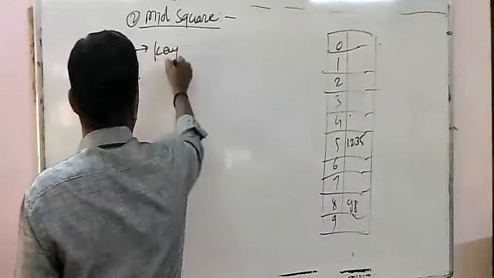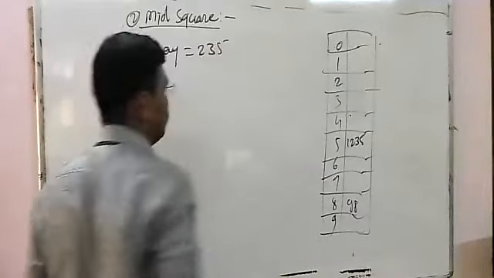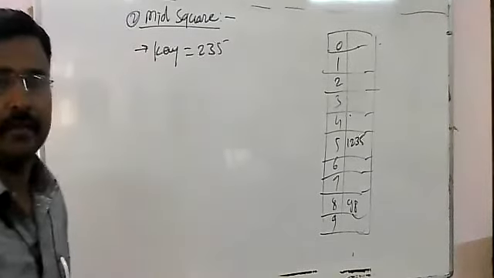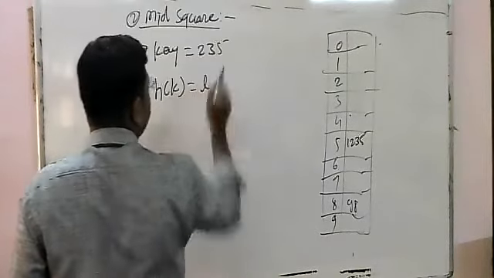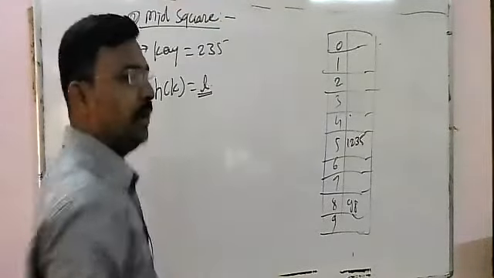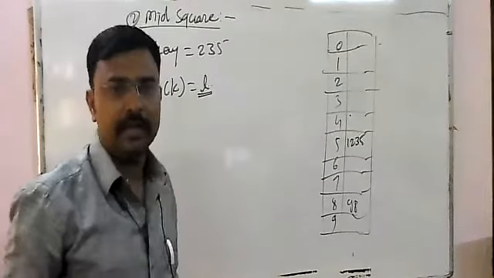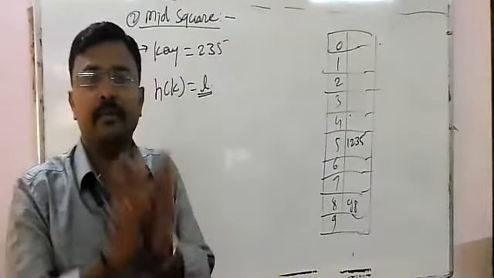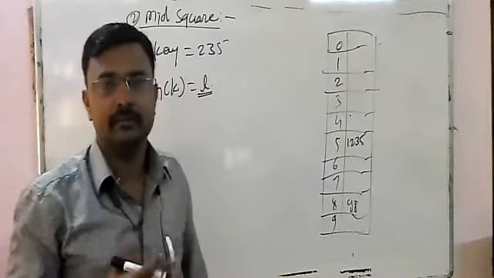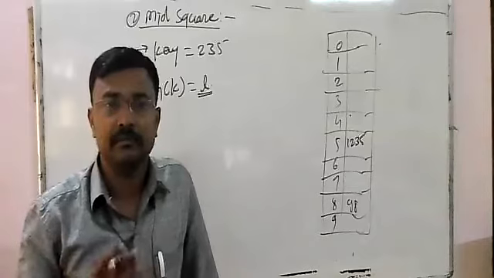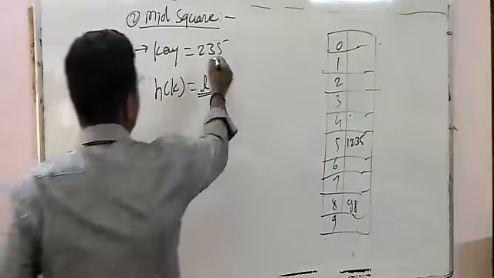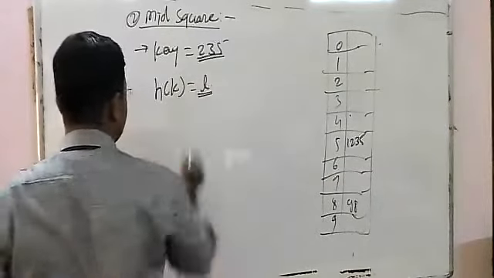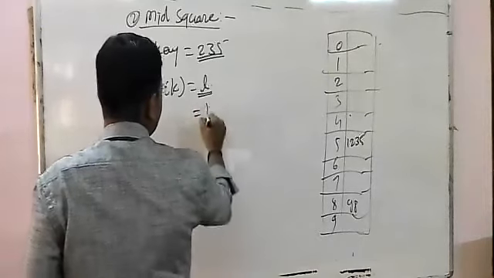Okay, for example, suppose your P value is 235. And H of K is equal to L, where L is nothing but the middle value from your square. See how to do this. First, we are going to square our P value, meaning K square.